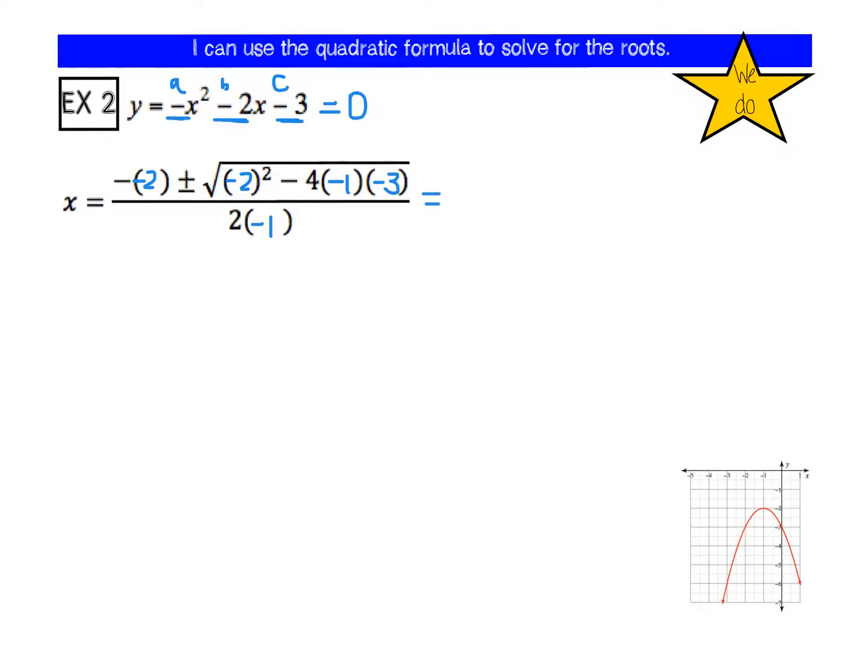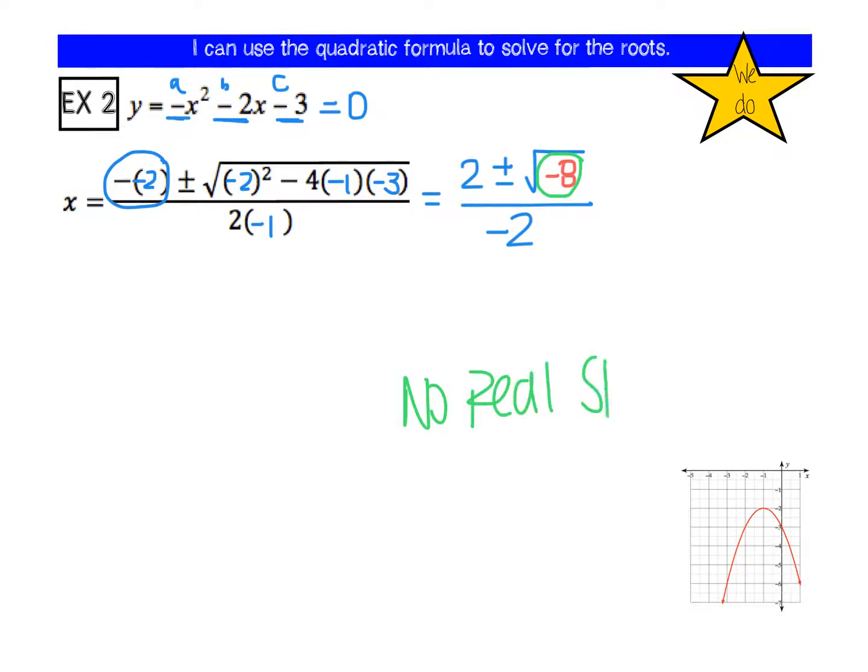So my next question is, how many solutions do I have? I'm going to simplify this. The opposite of negative 2 is 2, plus or minus the square root. In my calculator, I'm going to calculate that out, and I get negative 8 all over negative 2. A huge glaring issue that I have right now is that this square root sign has a negative under it, because for what I know, I can't square root a negative number. So I'm going to go ahead and stop all my calculations, and my answer is no real solutions.